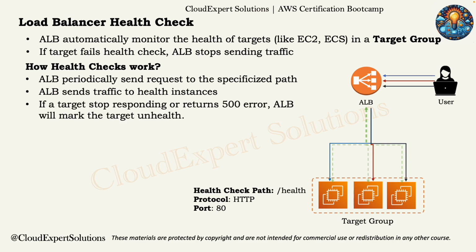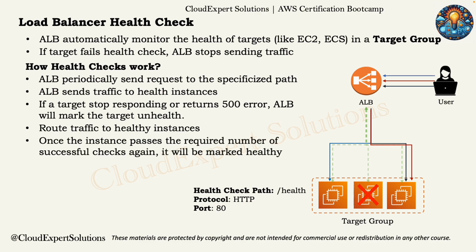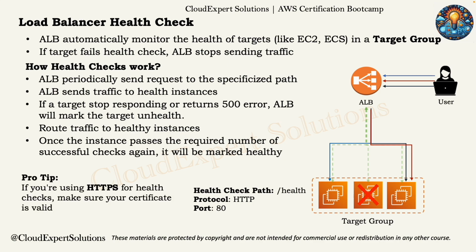Then ALB will mark instance 2 as unhealthy, and ALB will stop routing traffic to that unhealthy instance, and rather it will route traffic to the nearest healthy instance. Once the instance passes the required number of successful checks again, it will be marked as healthy and traffic will be resumed. Now please remember, if you are using HTTPS for health check, you need to make sure the certificate is valid. Otherwise, your health check will fail even if the server is up and running.